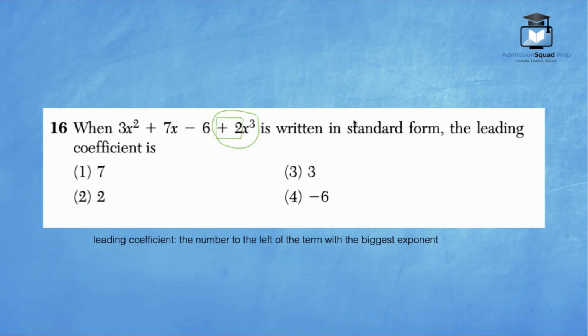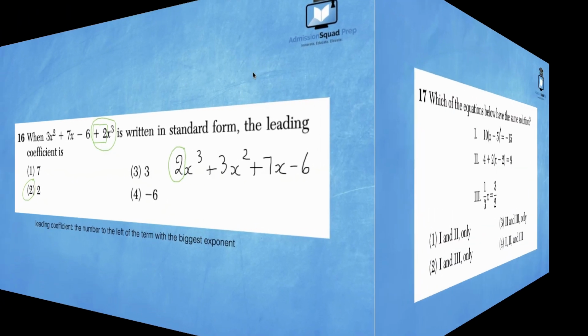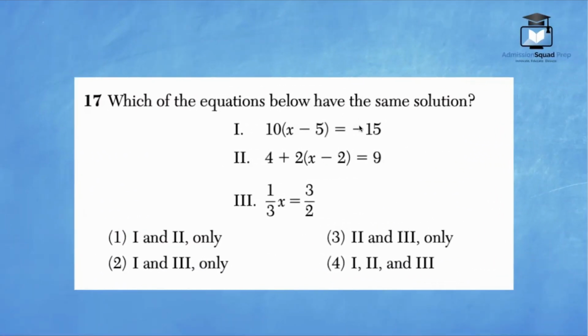So when we actually write this in standard form, we would have 2x cubed plus 3x squared plus 7x minus 6. But since positive 2 starts off our polynomial, that is our leading coefficient. Which of the equations below have the same solution? Let's go ahead and solve.